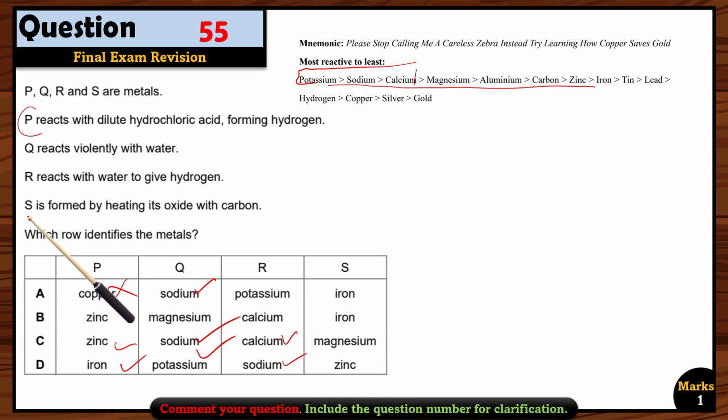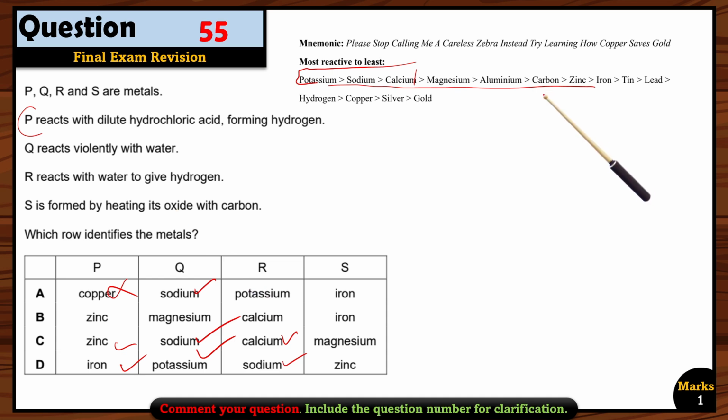Now we are just left with one, S. S is formed by heating its oxide with carbon. So if you burn it with the carbon, it means you will get the oxide. So its reactivity should be lower than the carbon. Only those metals can react with carbon if their reactivity is lower than the carbon.